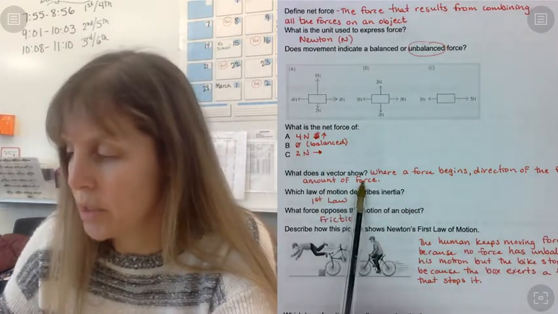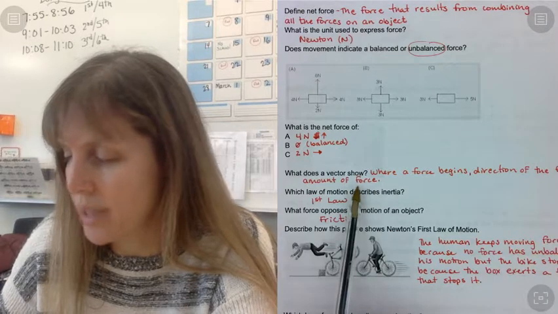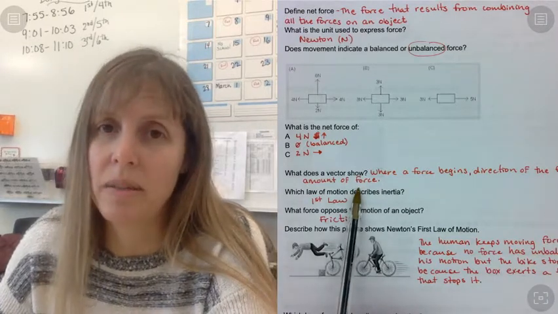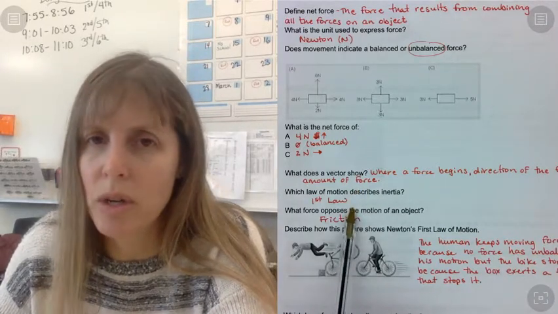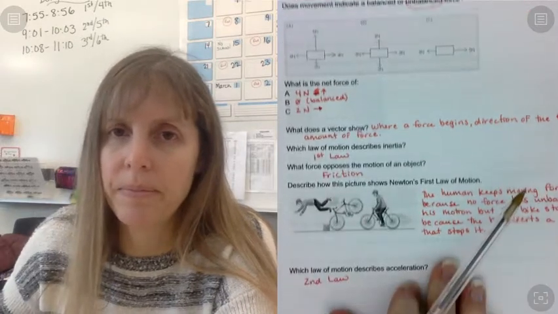A vector shows where the force begins, the direction of the force, and the amount of force, all of it. Which law of motion describes inertia? That's the first law. I'll move this up.